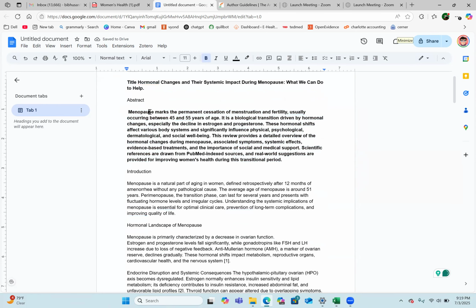So menopause marks permanent cessation of menstruation and fertility, usually occurring between 45 to 55 years of age. You got to make this simple. This is like a doctor writing. Even these things: it's a biological transition driven by hormonal change, especially the decline of estrogen and progesterone. I would say during menopause, both the estrogen and progesterone hormones start decreasing, and that can bring various changes, something like that.